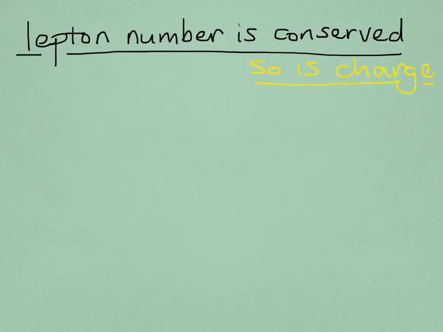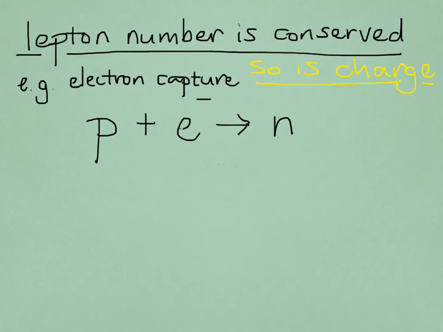So we know that lepton number is conserved, and so is charge. For example, if we have electron capture, and remember that's when a proton in the nucleus captures one of the inner shell electrons in the atom. So we start off with a proton capturing an electron and combining to form a neutron. If we count up the lepton numbers, L for lepton, a proton isn't a lepton, so we give it a lepton number of 0. An electron is a lepton, and it's normal matter, so that's a +1.